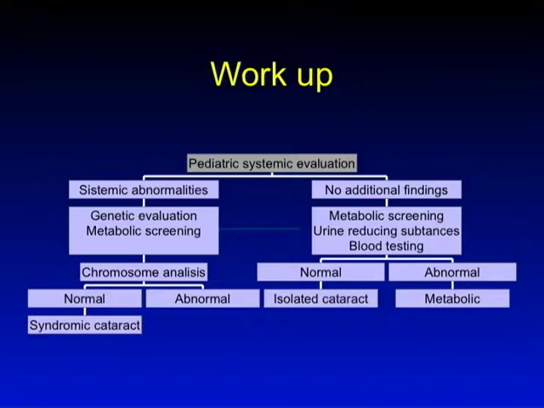So just to summarize, if your examination cannot give you the reason for the cataract, if it's a bilateral cataract, send your patient to the pediatrician to do a metabolic screening, send your patient for a genetic evaluation, and they can at least test chromosomes, and probably, if everything is normal, you're going to be diagnosing an isolated cataract.